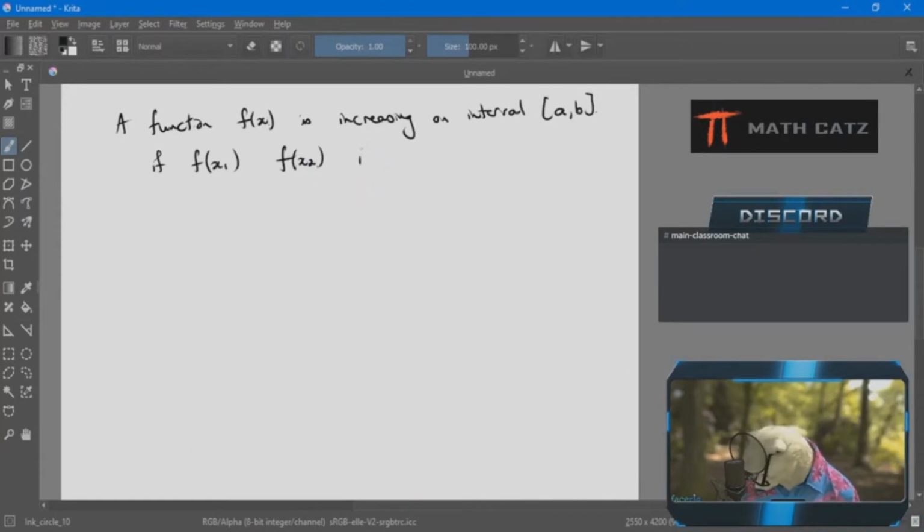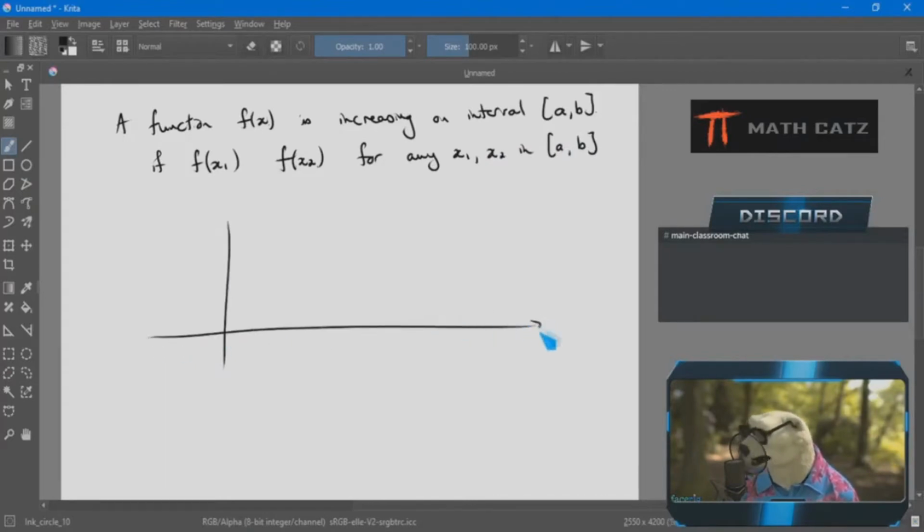Saying and writing different things makes it confusing. For any two x values in this interval, let's just see what happens. I don't care what happens outside of the interval. Let's suppose I have an A and I have a B interval. This is my window. Nothing outside matters.